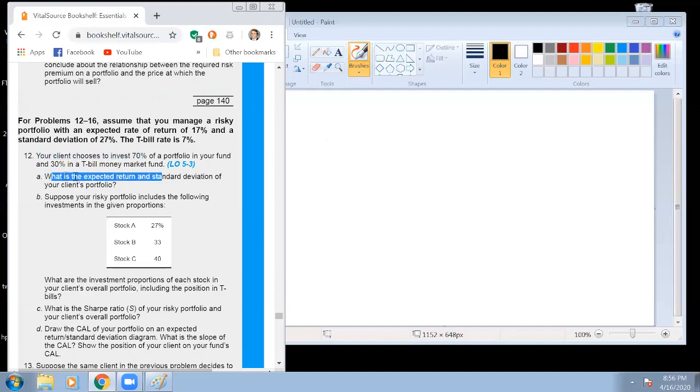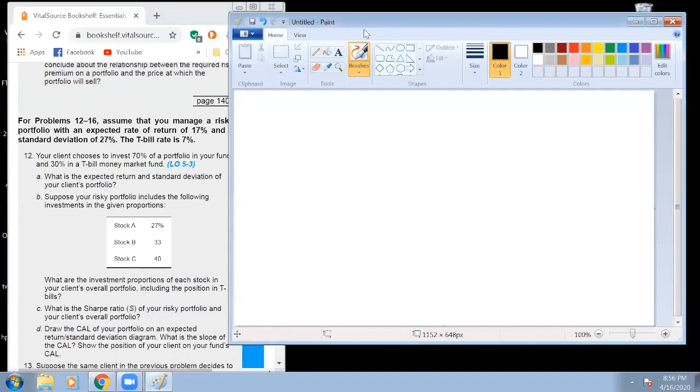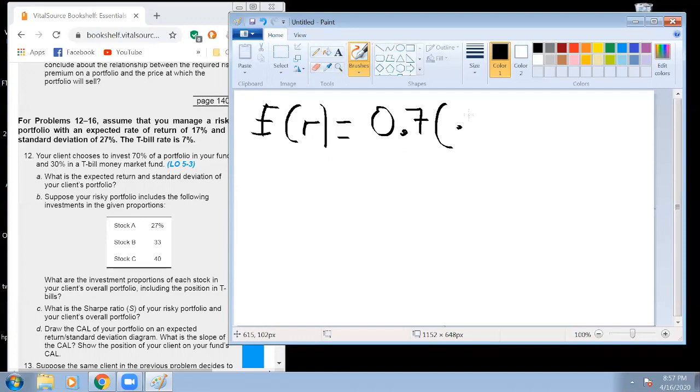So A here asks us to calculate the expected return and the standard deviation of our client's portfolio. That's really simple to do. Let's go over that really quickly. For expected return, if you remember this from previous chapters, it's essentially just the sum of the weights times the expected return for that portfolio. So we have 70% in our portfolio, which is giving a return of 17%. And then 0.3, or 30%, of the portfolio is invested in the risk-free asset, the T-bills, which provides a 7% rate of return.